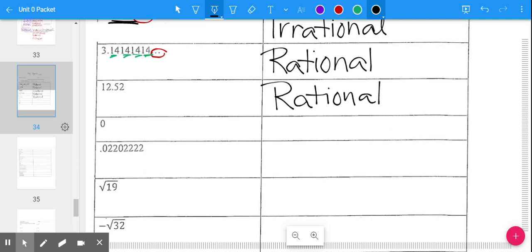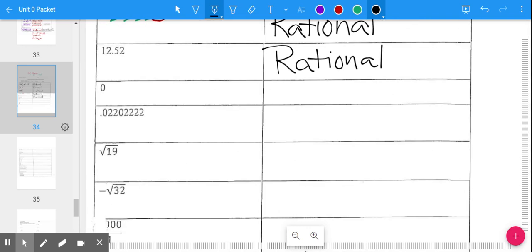Now, we looked at the next one in two different ways. Or not the next one, sorry, the next one is 0. 0 is a whole number, it is rational. It's the next one we looked at in two different ways. So, being as it is 0.02202222, there's no repetition, but that decimal stops after the 2, which means it would be rational.